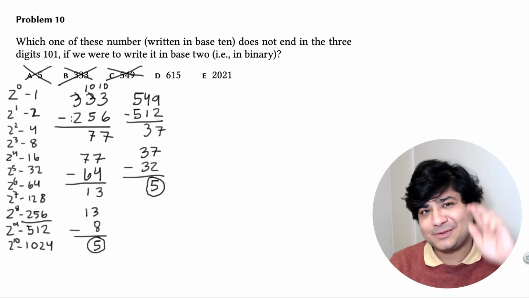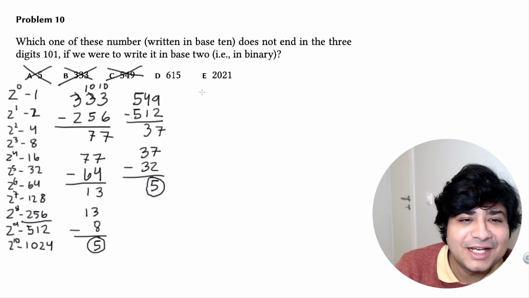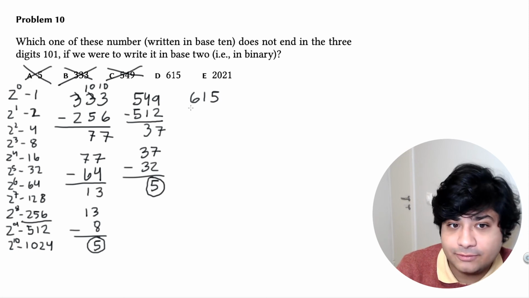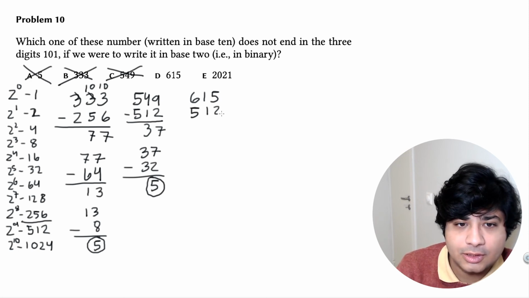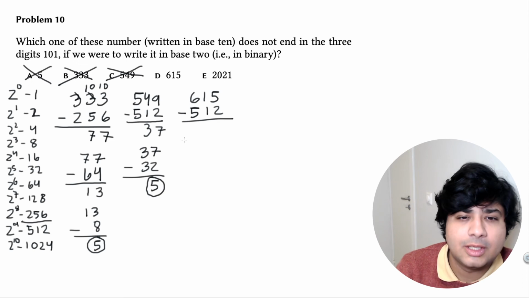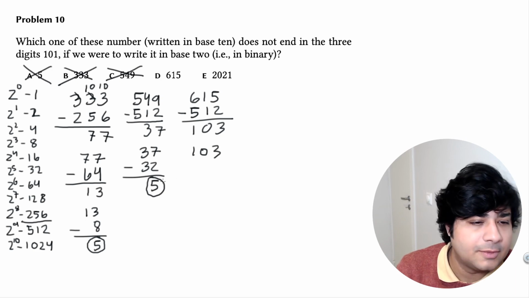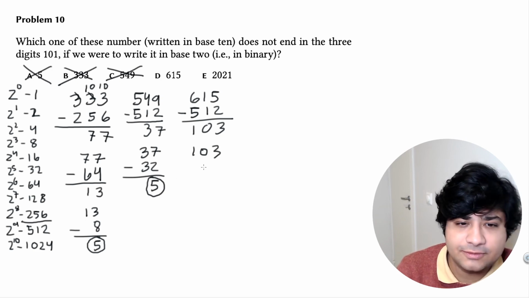Hopefully it's going to be the next one. Let's have our fingers crossed. 615. And then what's the highest number there? 512 for sure. 3, 0, and 1. Okay, 103. Which number is the highest one? Again, that's 64 for that one.